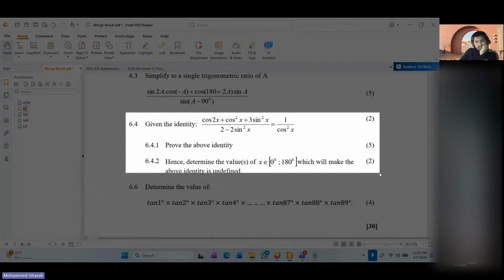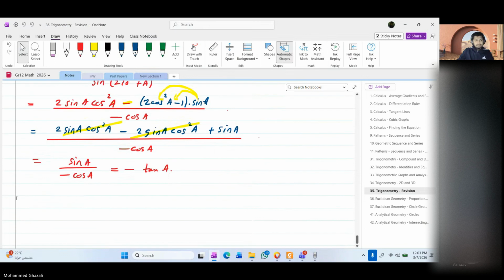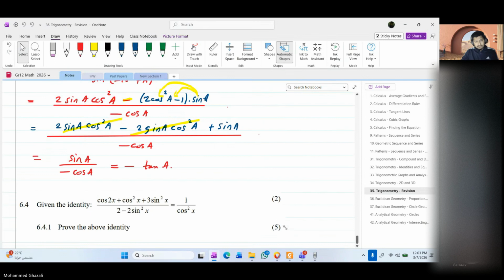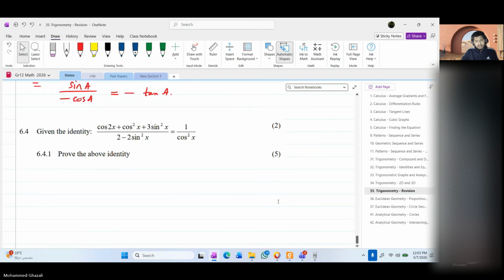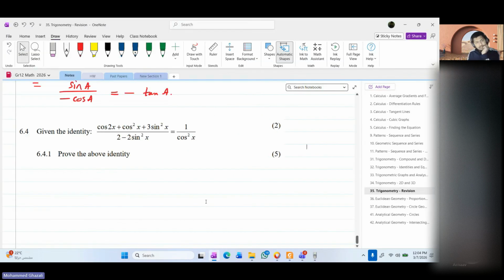Right, so we want to prove the identity first and then check when it is undefined, when the identity becomes invalid. Given the identity, prove it. Oh, what is the 2 marks doing here? Okay, there's a typo there. So left-hand side is equal to, we need to come to this answer, right?